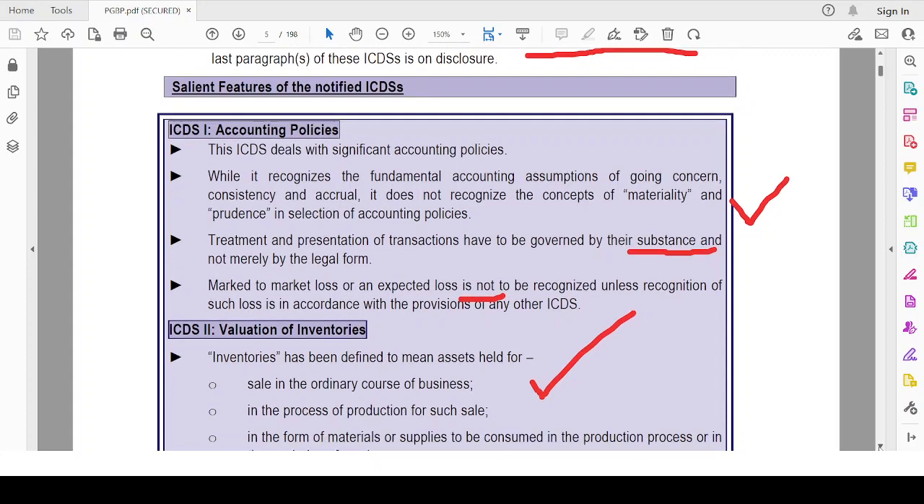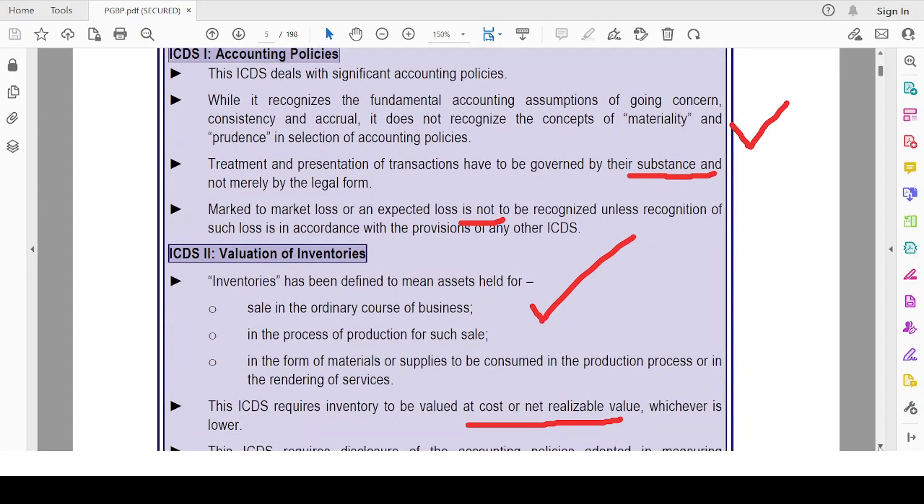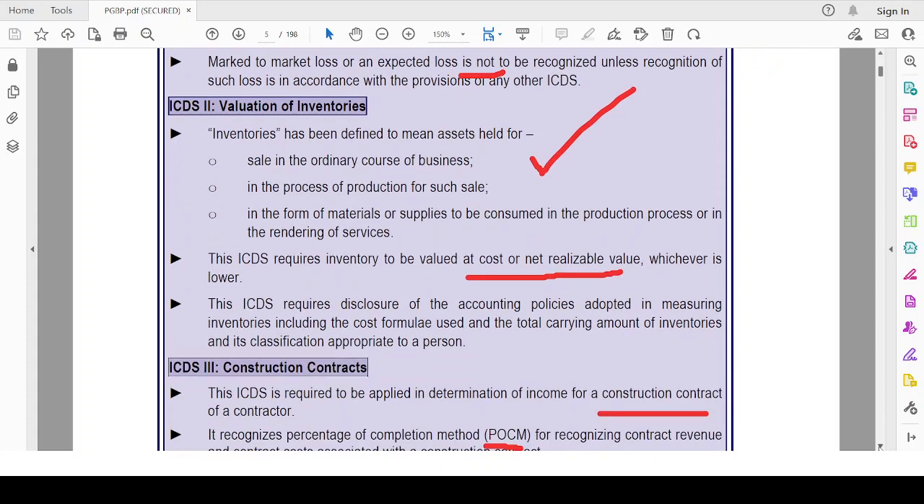Then again substance over form is to be there, and mark to market loss or expected loss, that is the fair value method of accounting, is not followed under the Income Tax Act or ICDS.